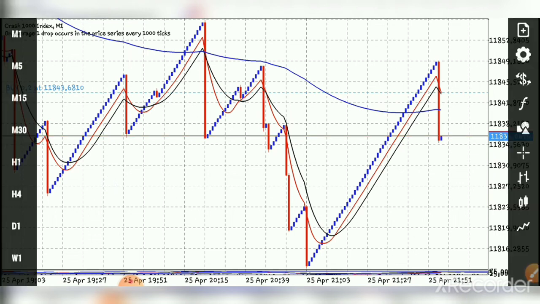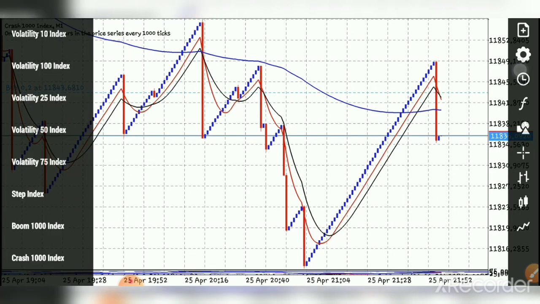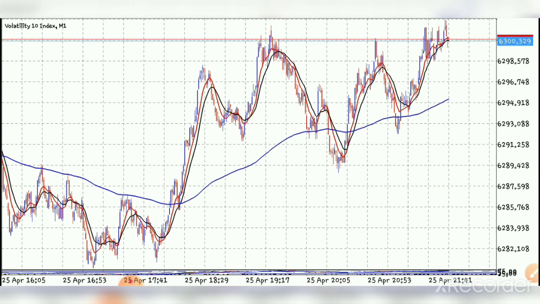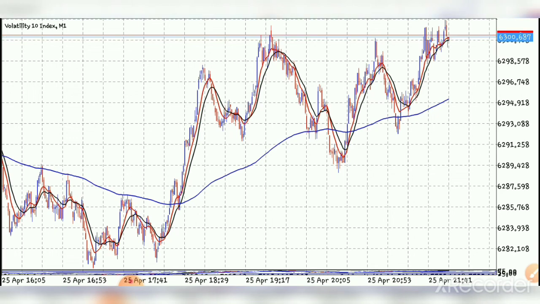But if I go to volatility now, let's switch to volatility. Volatility behaves like the normal currency market. They go up and down. So once you do your analysis, you can just enter the trade. I'll be dropping subsequent videos on each of these things, doing analysis.